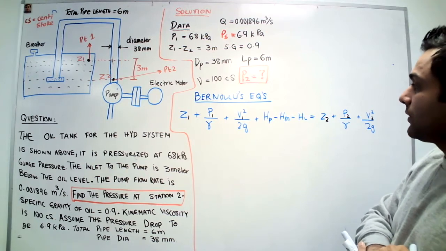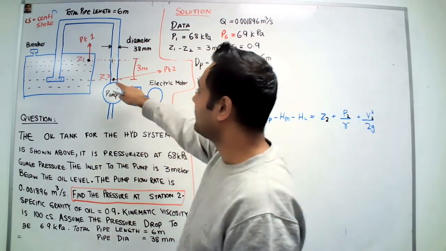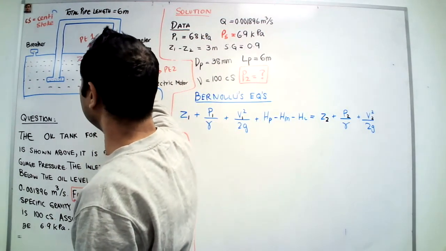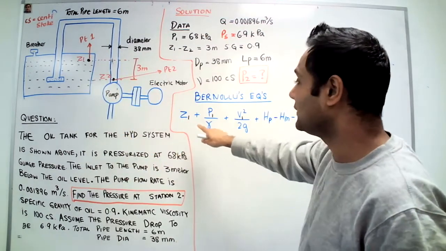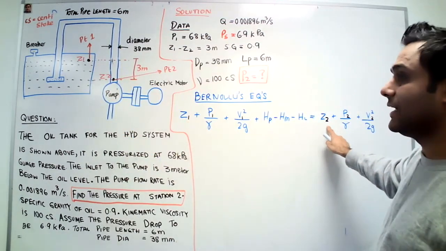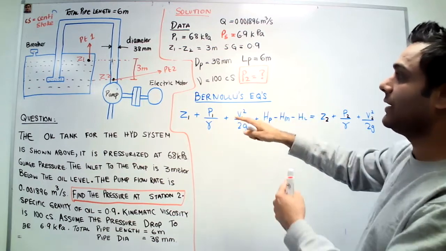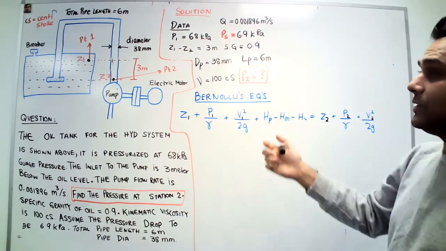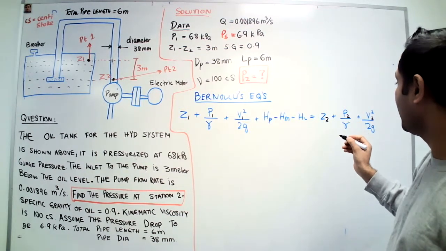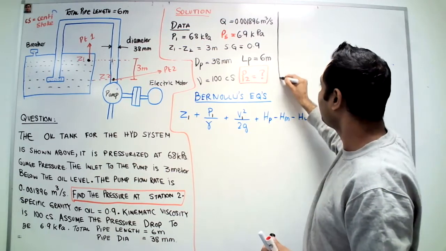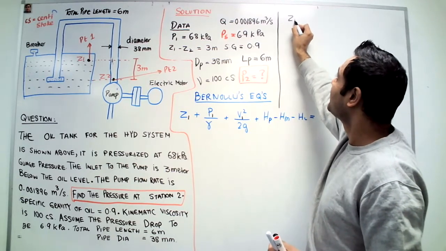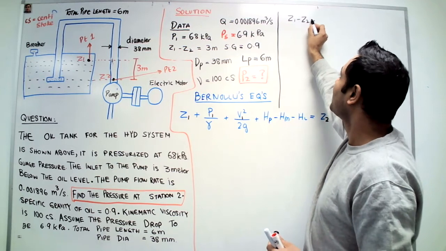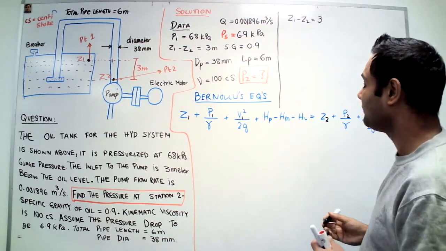Now, Z1 and Z2 are the heights, and we need the difference between these heights. So I have Z1 and I have Z2, so I can subtract them. Z1 minus Z2 will be 3. So in this equation, you are given Z1 minus Z2, which is 3.